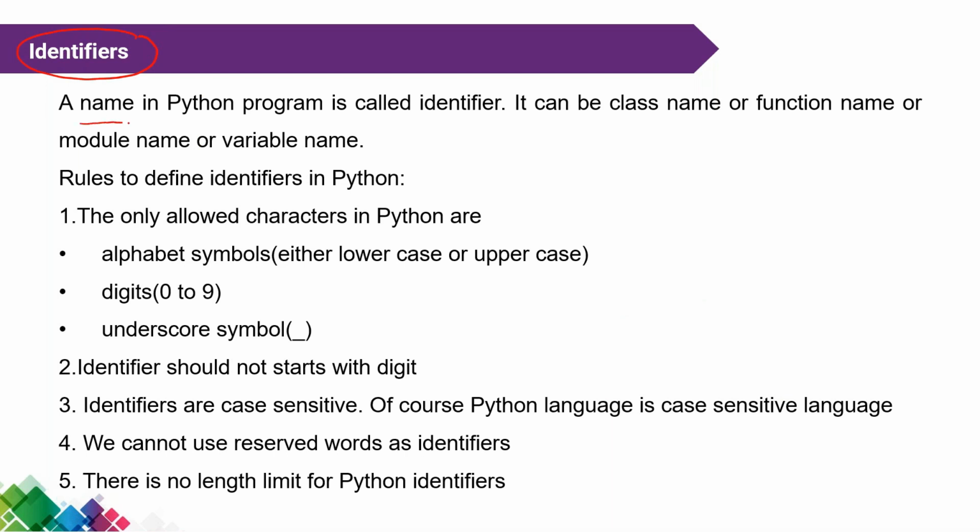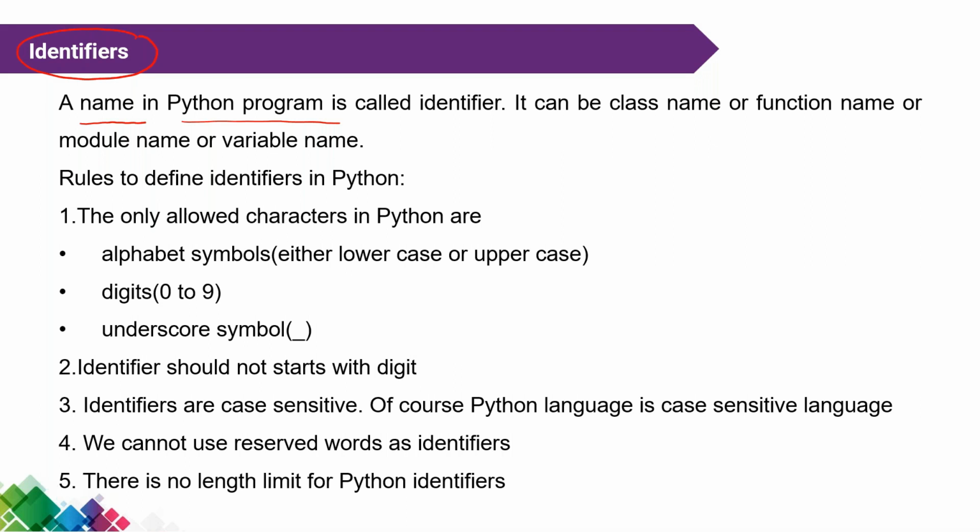Identifier is simply a name in the Python program. Generally, not only in a Python program, whether it is a Java program, C, or C++, we are using some names. Suppose in the previous example, A is equal to 5, B is equal to 4. A is a name, B is a name. Like this, we have different names.